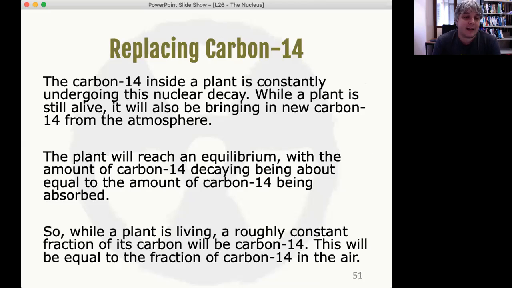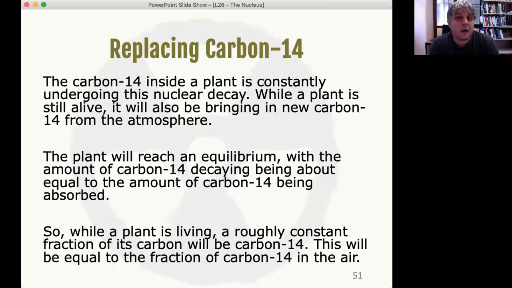Carbon-14 inside a plant is constantly undergoing this nuclear decay. Yes, it takes thousands of years for it to occur for a specific atom, but we've got so many atoms in us, as do plants and animals, that there is always lots and lots of these carbon-14 atoms decaying into nitrogen-14. So it's constantly happening inside us, inside plants, inside every living thing.